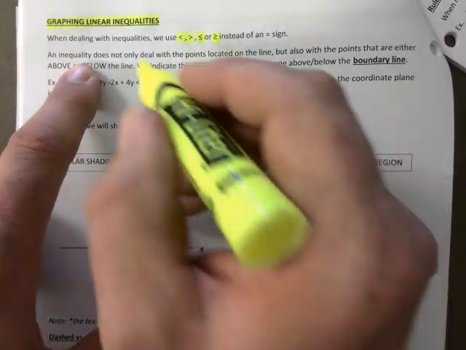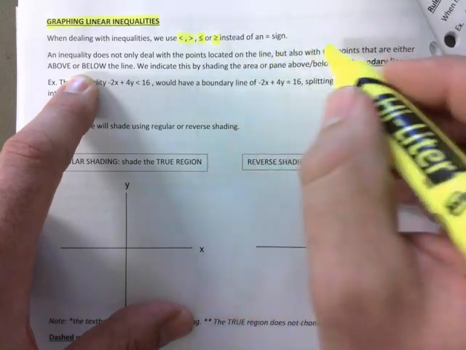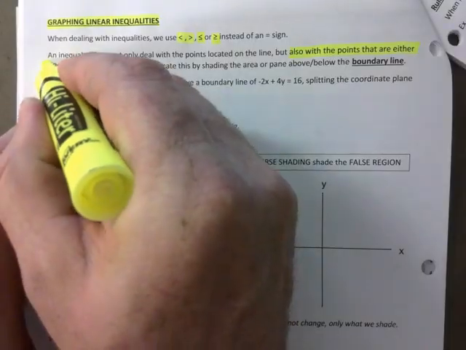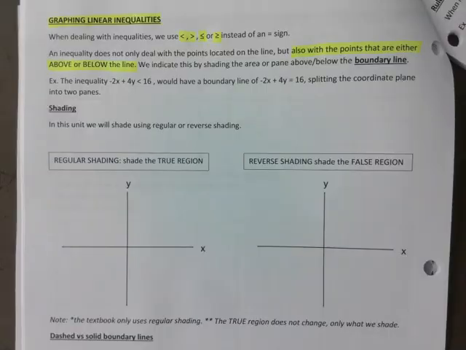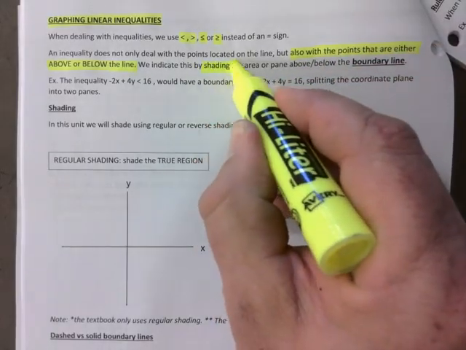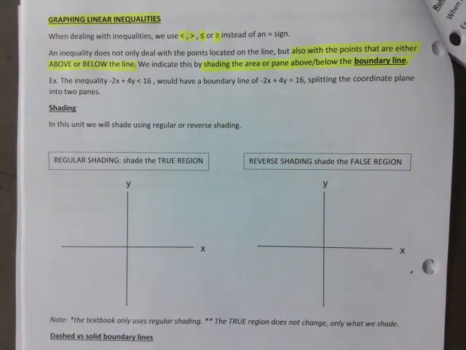Inequalities not only deal with the points located on the line, but also the points either above or below the line. So we're not just dealing with a line itself, we're dealing with a whole area. So we're going to have to shade the area above or below what we call the boundary line.